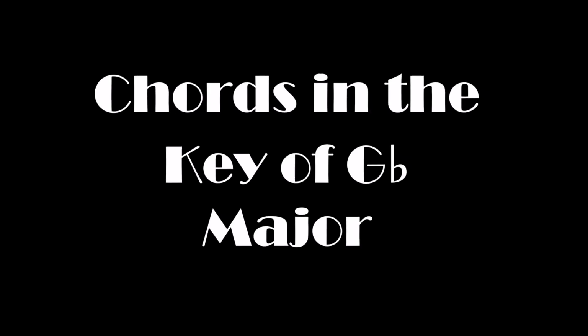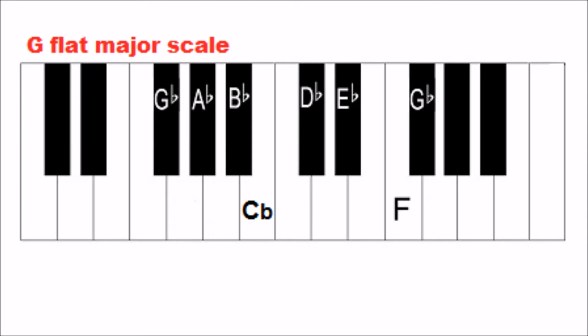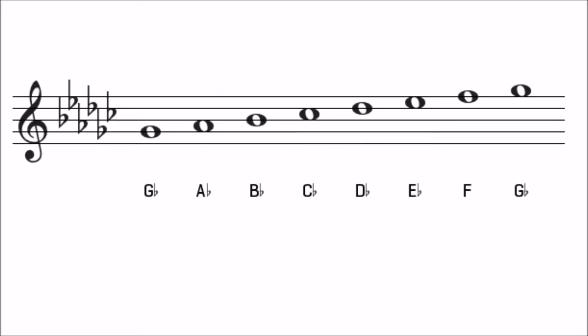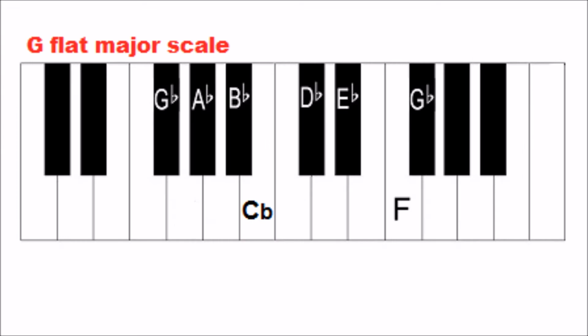What are the chords in the key of G flat major? First of all, you need to know the notes in the key of G flat major, or the notes of the G flat major scale. There are 6 flats in the key of G flat major. These flats are B flat, E flat, A flat, D flat, G flat, and C flat. The notes of this key are G flat, A flat, B flat, C flat, D flat, E flat, F.